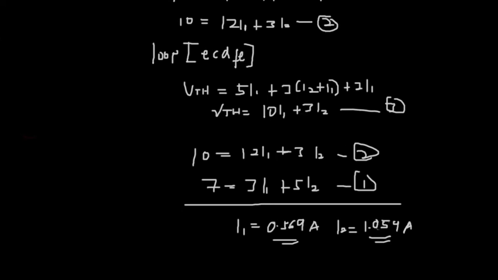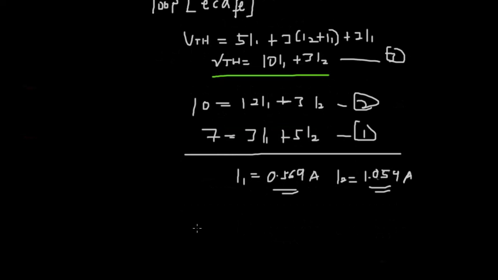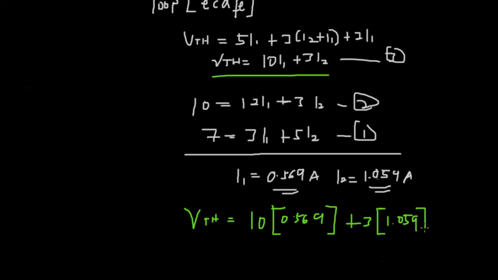Now you have VTH should be equal to 10 times I1, which is 0.569, and then plus 3 times I2, which is 1.059. So when you do this calculation, you end up with 8.867 volts. So this is the VTH value.